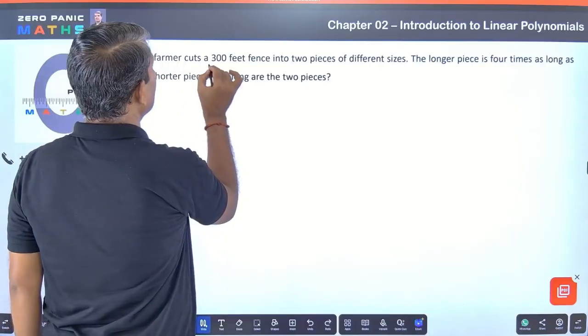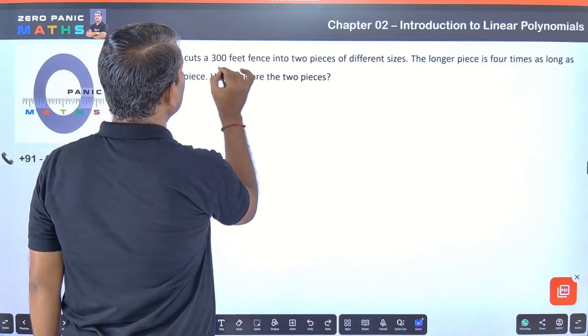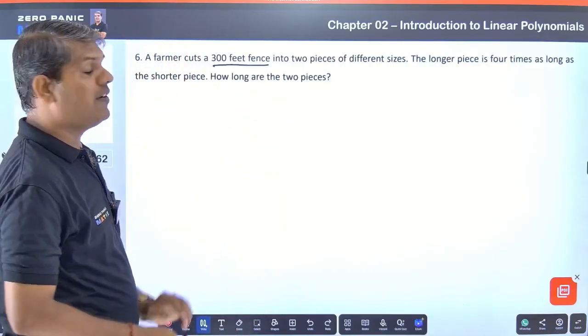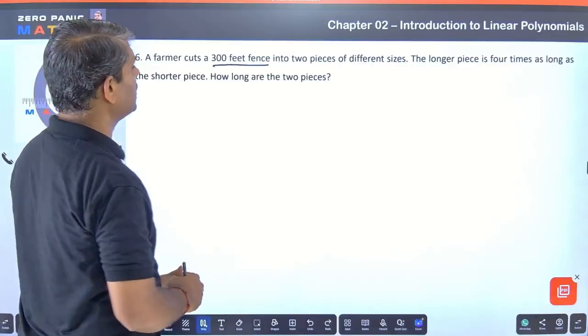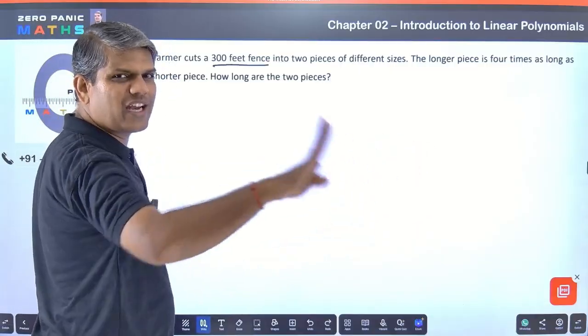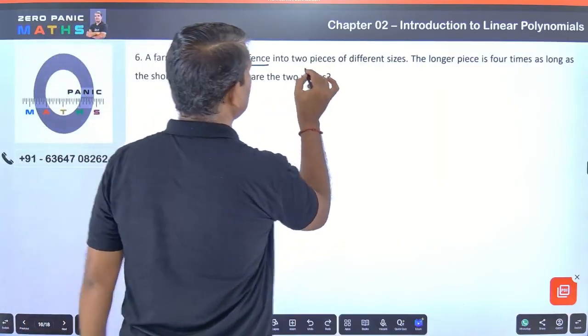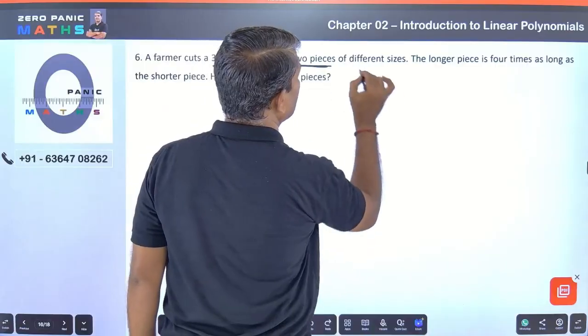Okay, a farmer cuts a 300 feet fence. You see the fence that I have explained in the previous example, the example in the introduction. There is a fencing, there is a wire. You consider there is a wire with 300 feet. He cuts it into two pieces of different sizes.